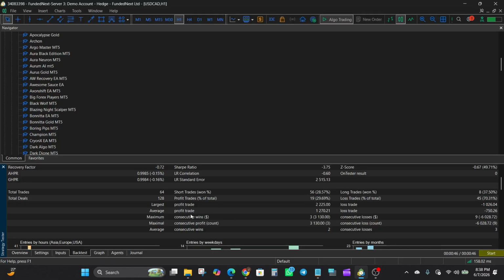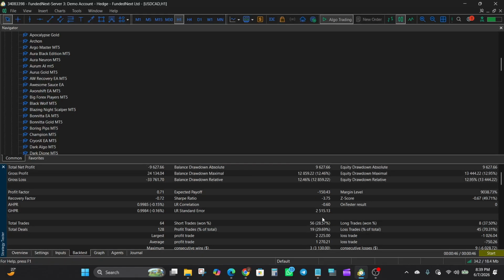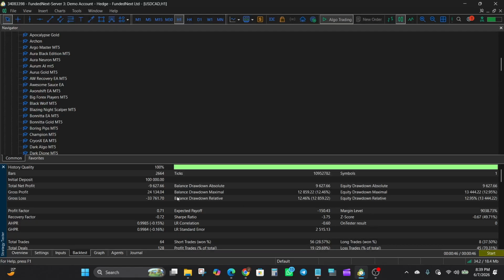Okay, the largest profit was 2,225. Largest loss was 1,026.04. The average profit was 1,270.21. Average loss was 750.26. So the risk to reward ratio, judging from the average profit and loss, is okay, right? It's quite okay. But the win rate is very low. And I believe this win rate might have been one of the major factors that resulted in the negative total net profit of almost 10%, basically a 10% reduction in the initial deposit or in the balance.